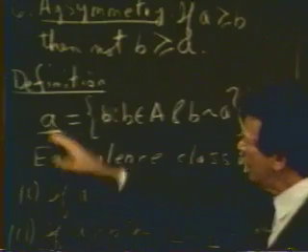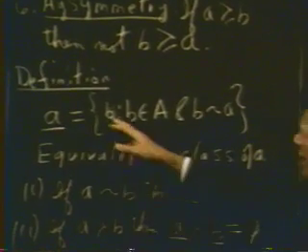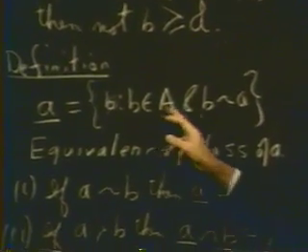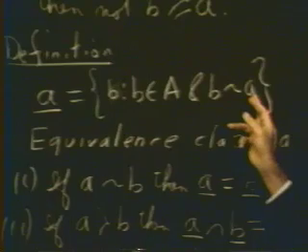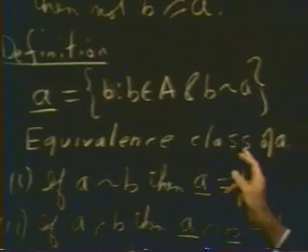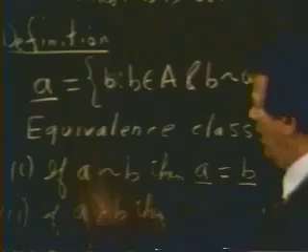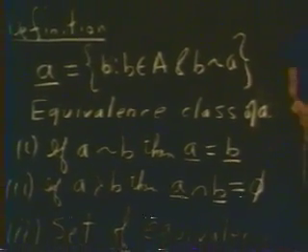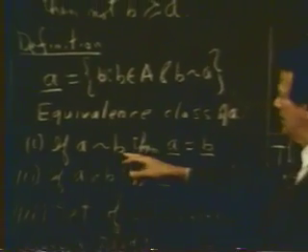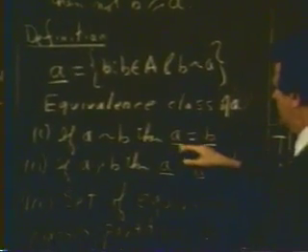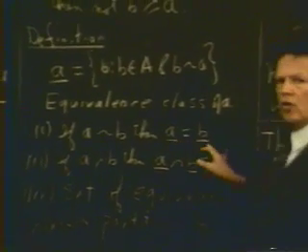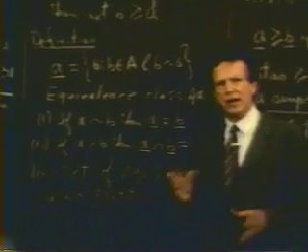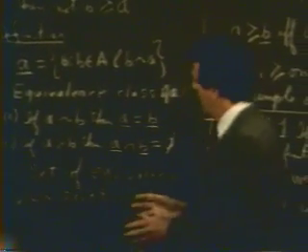So the equivalence class of A is the set of all objects B such that B is in the given set A and B is equivalent to A. So the terminology equivalence class of A is a natural terminology. And there are some elementary properties that we'll leave for you to prove for yourself. If A is equivalent to B, then the equivalence class of A is identical to the equivalence class of B. In other words, two equivalent objects define the same equivalence class.